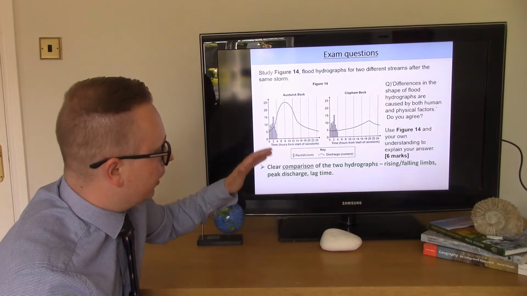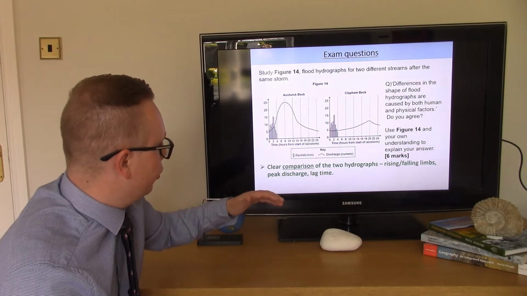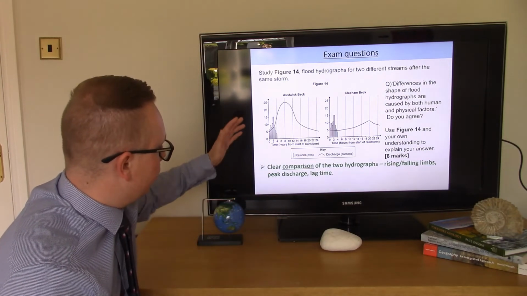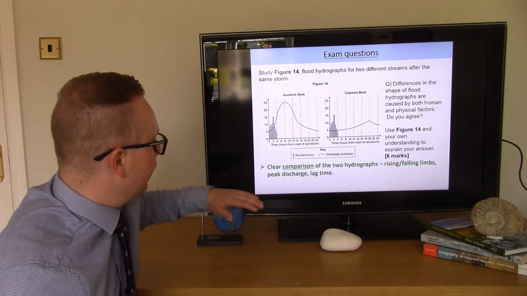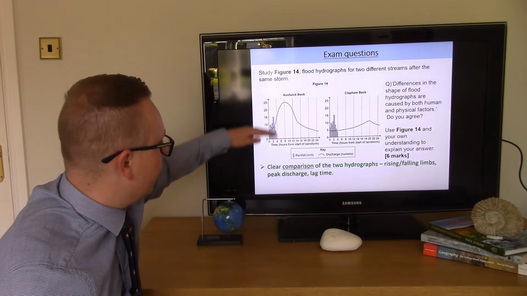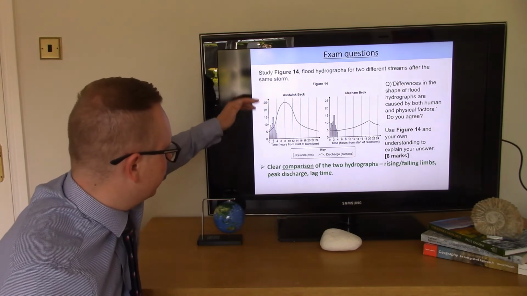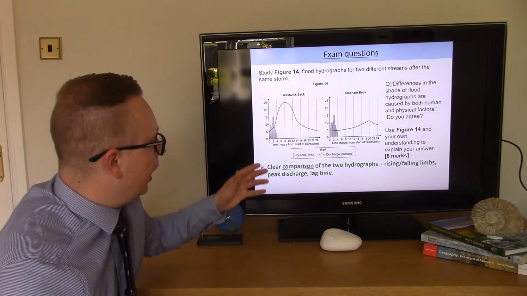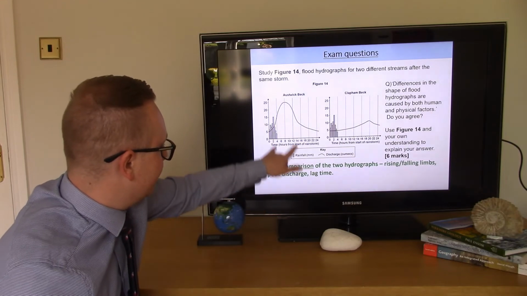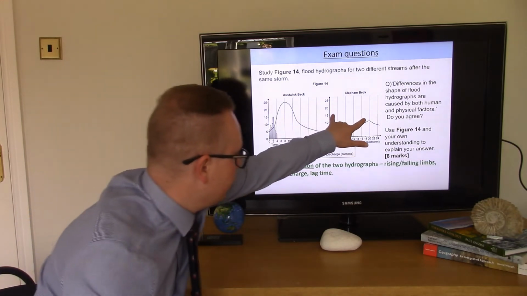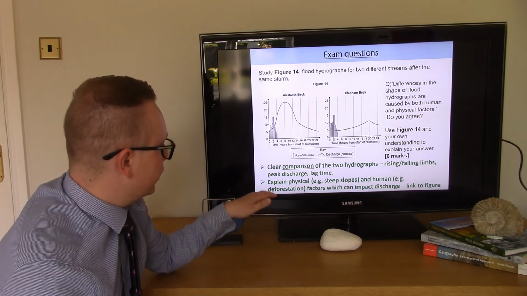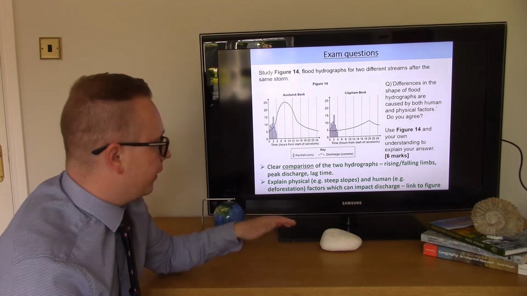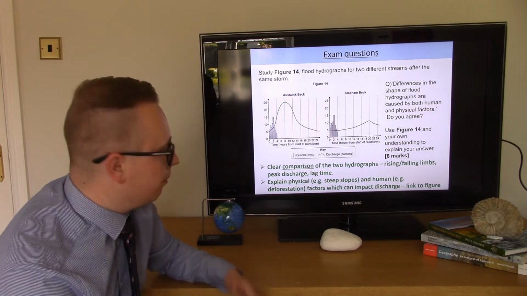We need to talk about the rising and falling limb, the shapes of those. So we can see that in Ostwick Beck we've got steep rising and falling limbs, whereas Clapham Beck much more gentle. We'll talk about peak discharge and how that's much higher in Ostwick Beck than it is in Clapham Beck. And we can also talk about the lag time. So here the lag time very short, here much larger. You also need to explain then the physical and human factors which impact discharge and make links to the figure.